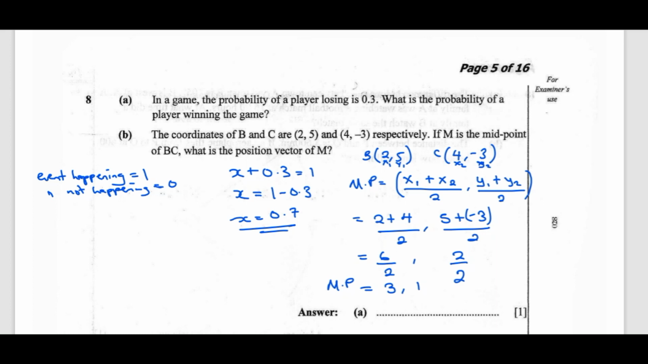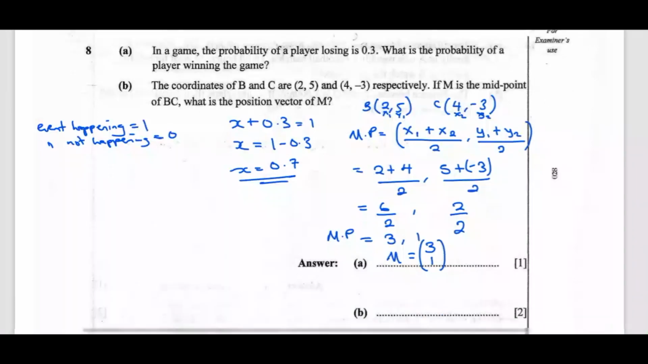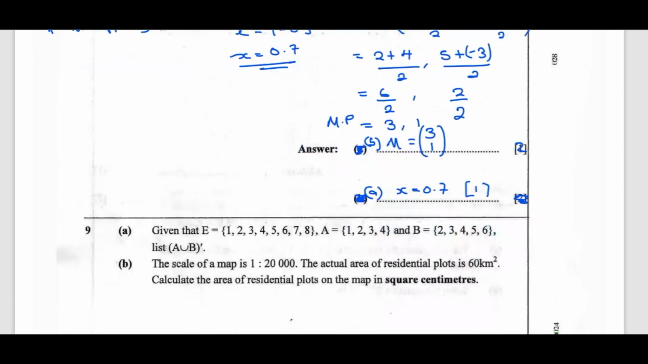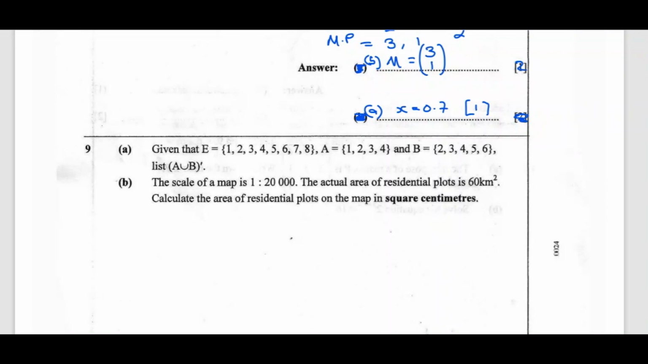So now these are the coordinates that they asked us to find. We say M, which is the midpoint. So M is equal to, because this is a vector, we write (3,1) there. So it means that we've answered the question. So we can move. So this is B, and then A. So A is x equal to 0.7. So here it is a mark, and then here we have 2 there.